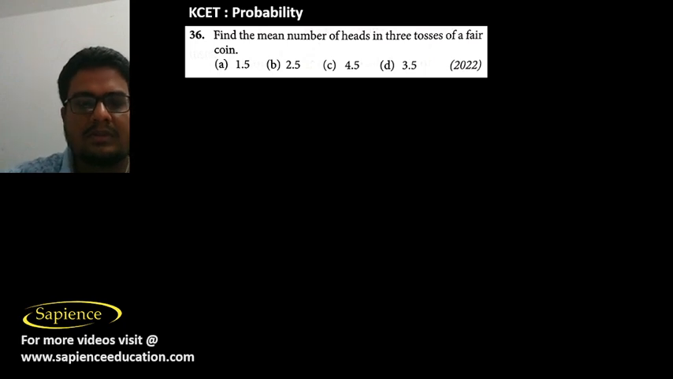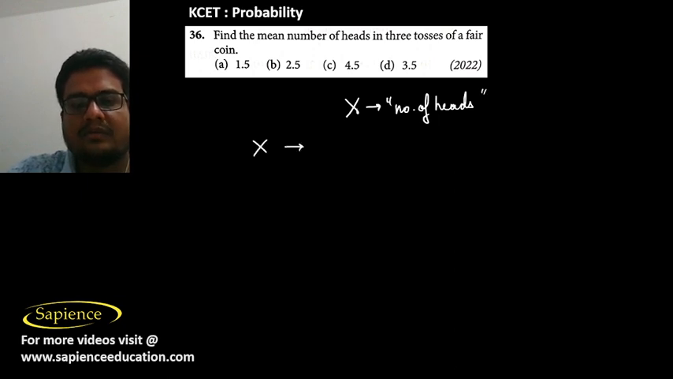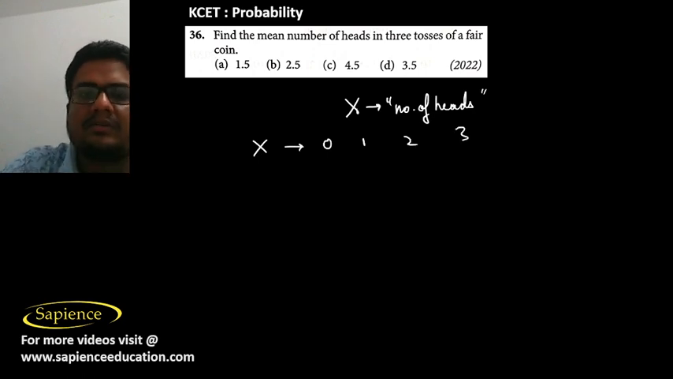And in question number 36, it is told to find the mean number of heads in 3 tosses of a fair coin. So in 3 tosses of a fair coin, the head can come. Let x be the number of heads in the 3 tosses of the fair coin. So x can take the values 0, 1, 2, and 3. All 3 can come heads also.